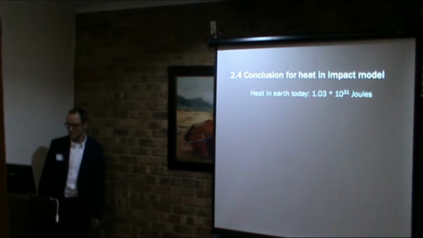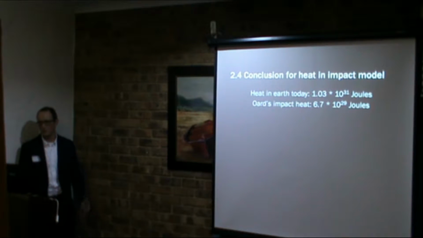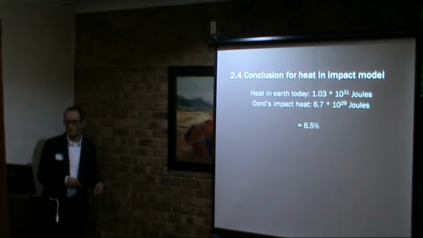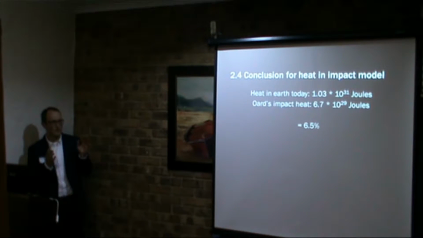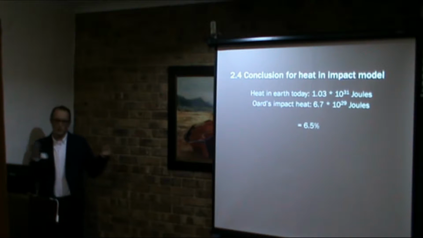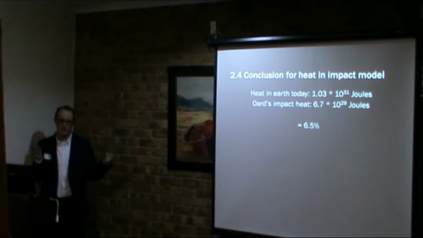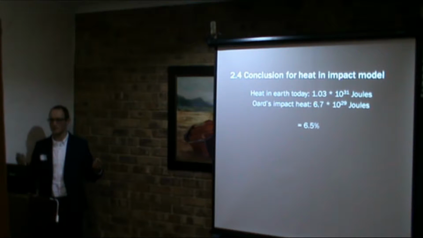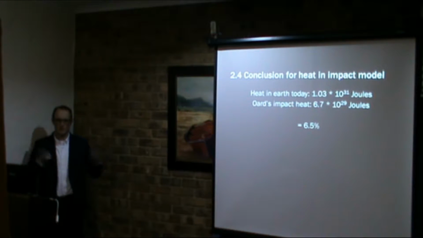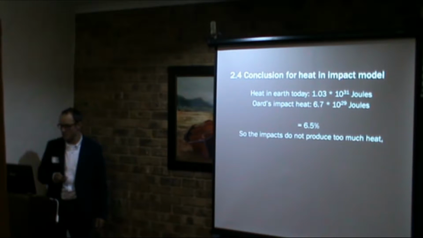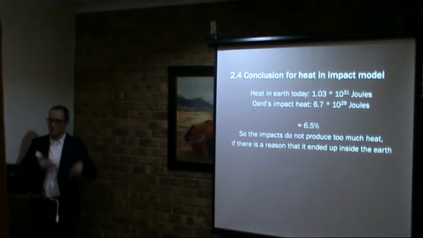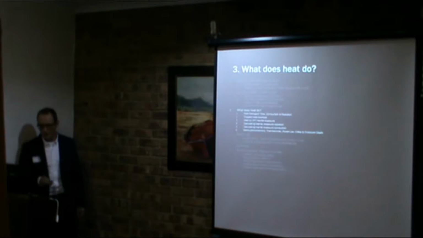This is the heat inside the Earth today, and this is the impact heat of Oort. It could also be 15 or 4, it's an estimation, but this is the idea. That would mean 6.5% of the heat inside the Earth. So if we would have the same bombardment as what I described just now, that's 36,000 meteorites, the total amount of heat inside the Earth would increase by 6.5%. So it's not obliterating the entire planet whatsoever. It's not too much heat if there's a reason that the heat ended up inside the Earth instead of on top of it. Okay, so let's take a look.